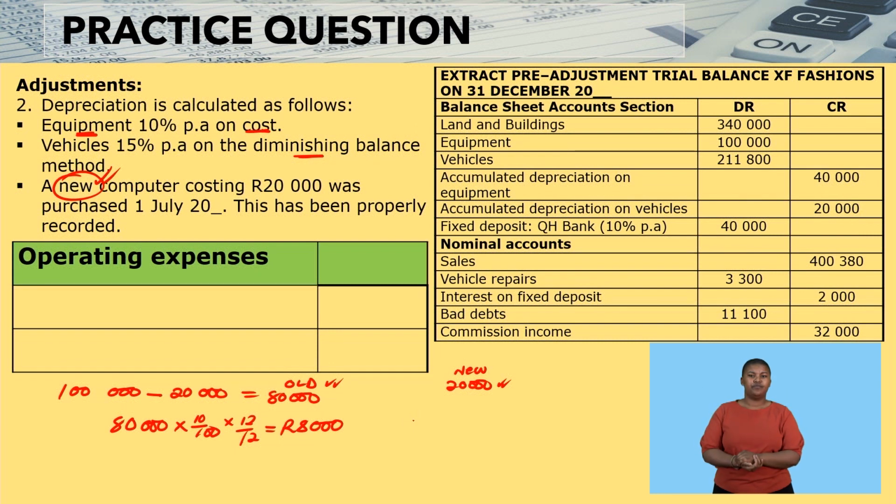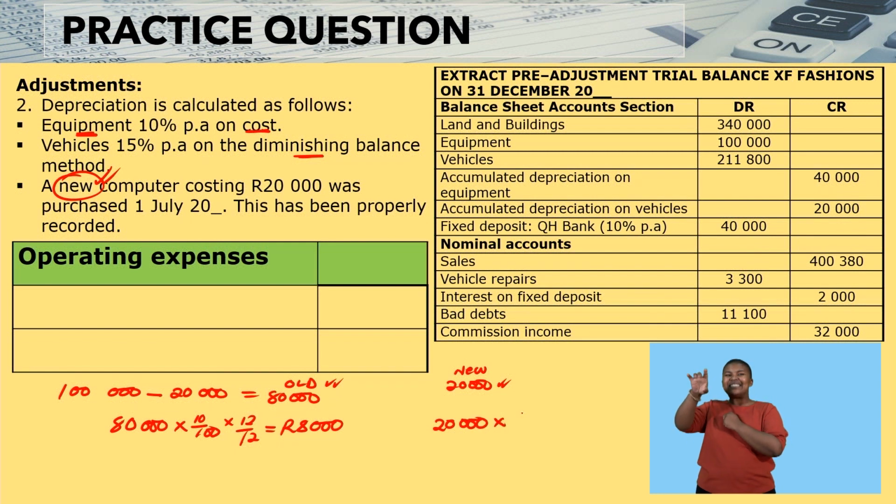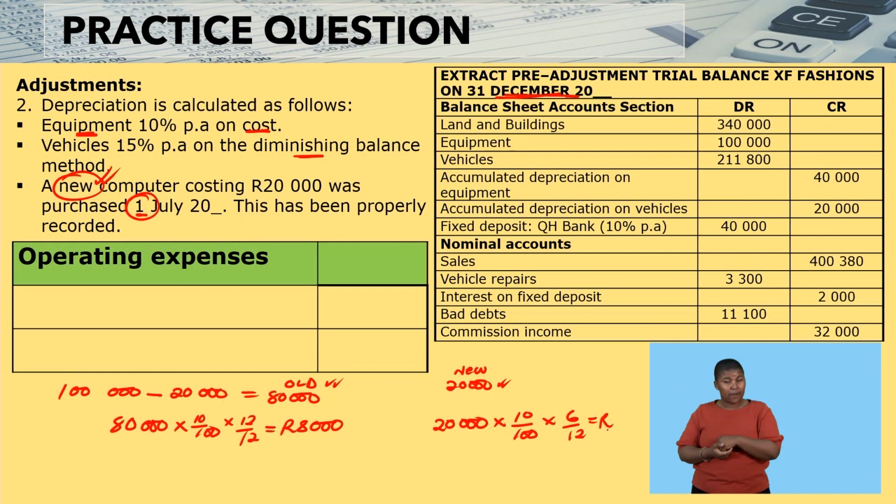The new one is for 20,000 and the depreciation rate is 10%. And we bought it on the 1st of July. And the financial year is ending on the 31st of December. So if you count from July to December, that will give you 6 months. The important aspect is that it's the 1st of July, so you must count July as well. You get 6 months, 6 over 12. And this would then give me an amount that is 1,000.